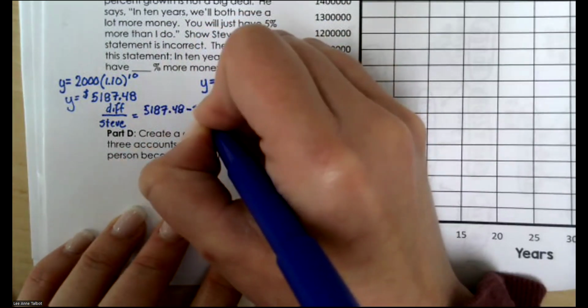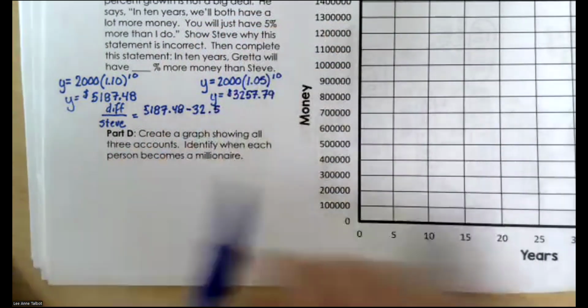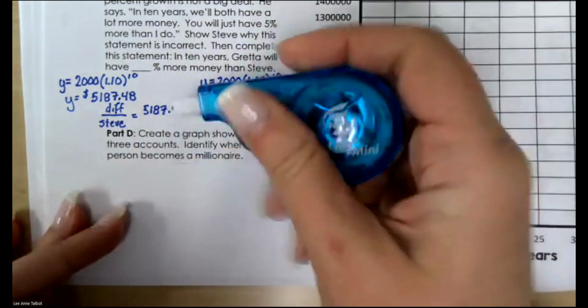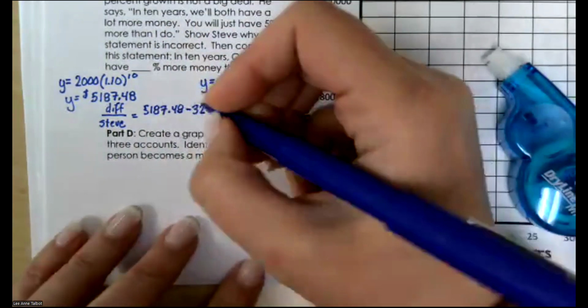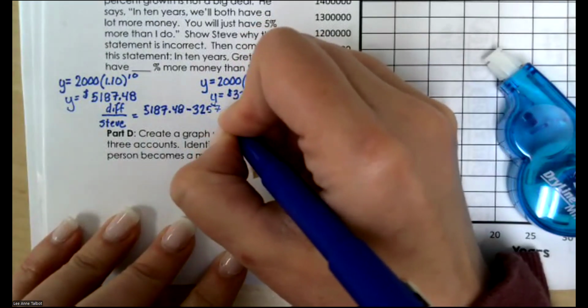Mrs. Talbot, why didn't they give us more room? I don't know. I don't know. Because they're special. They wanted to give us a really giant graph instead.